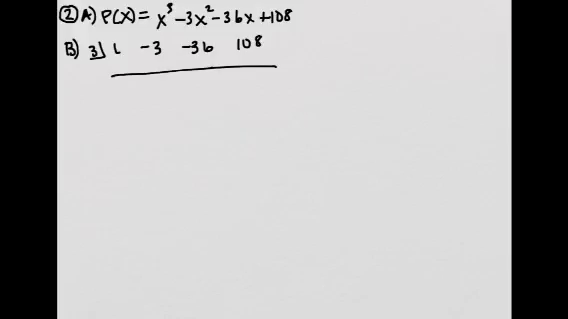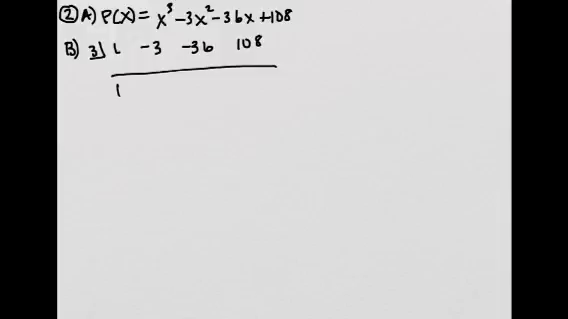So for number 2, same thing as number 1. You have to write it in standard form first, and I did that already, starting with the x cubed and then going all the way down to 108. Letter B, you have to verify that x minus 3 is a factor of the polynomial of p of x. So you do that by synthetic division, and if you get a zero remainder, then it is a factor.